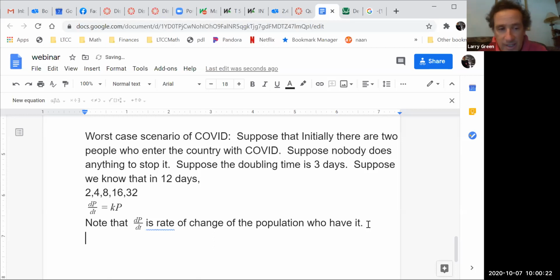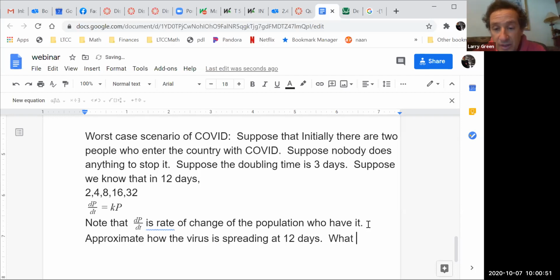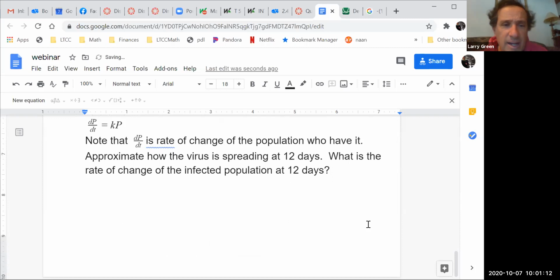So what I want to do now is approximate how fast the virus is spreading after 12 days, or at 12 days. Or what is the rate of change of the infected population at 12 days? Any questions on this?